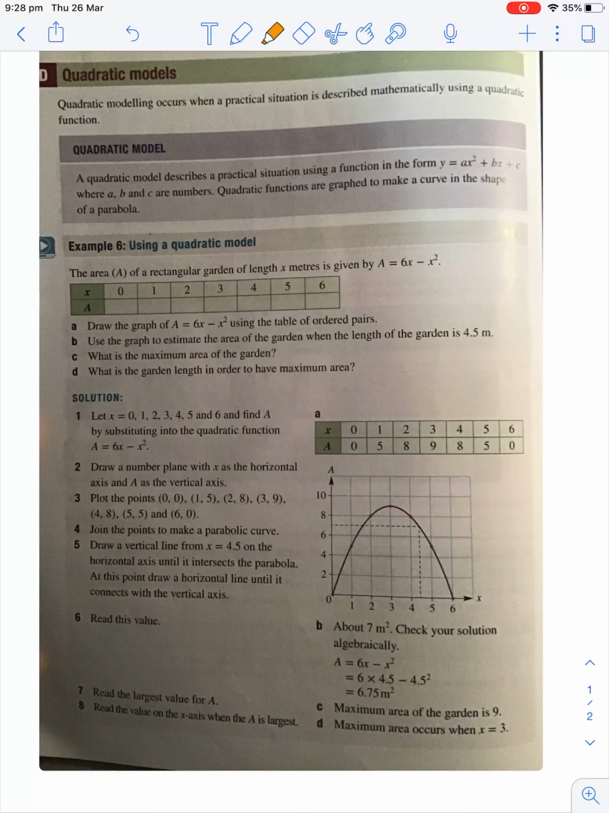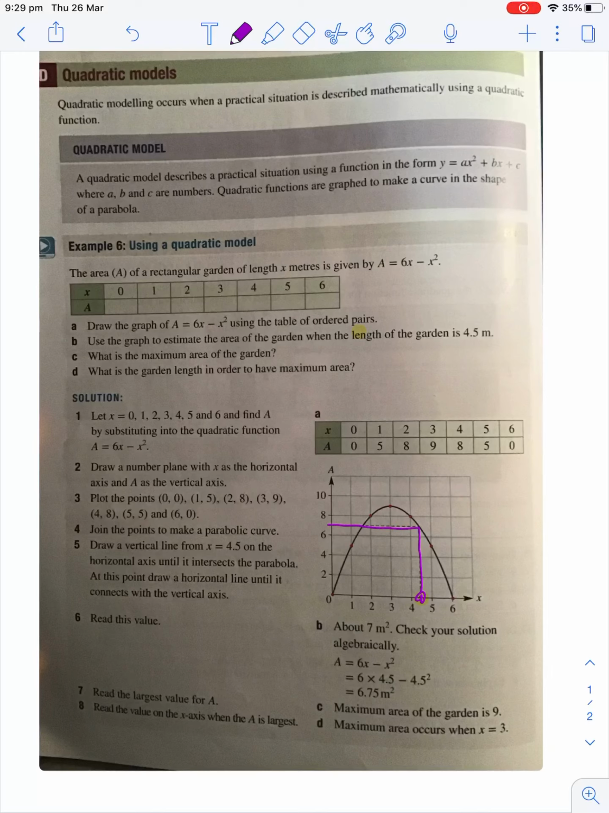Next question. Use the graph to estimate the area of a garden when the length of the garden is 4.5 meters. Now you need to remember what variable represents our length. That is definitely our x value. So we want our x to be 4.5. If we look at our graph, 4.5 is in between 4 and 5 right here. So I'll get the pen. Right here, there's our 4.5. We go up to our curve, and from our curve we can see the estimate for the area.